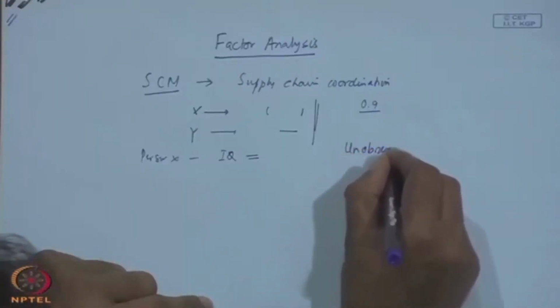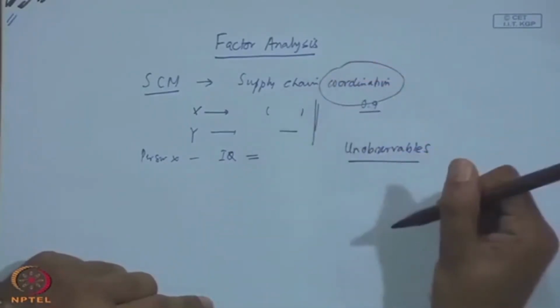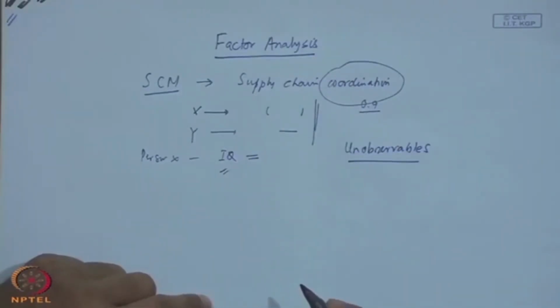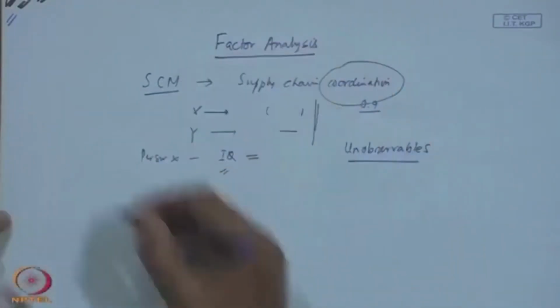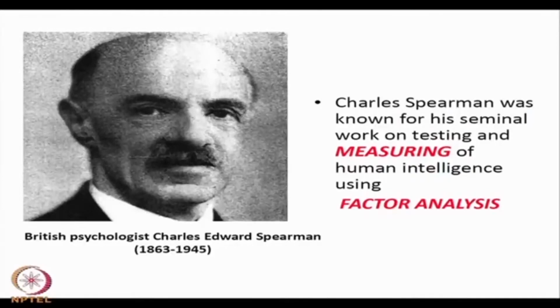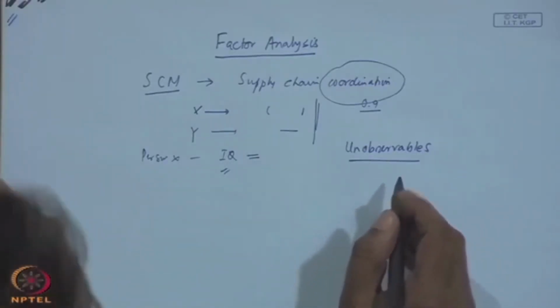Your mental measurement of human intelligence is not visible. These are all basically unobservable things. I can say coordination is unobservable; you cannot directly go and measure it. Intelligence is also unobservable. Then the question comes, how do you measure such unobservables? There are certain techniques, and factor analysis is one of them, probably one of the best techniques used in measuring unobservables.